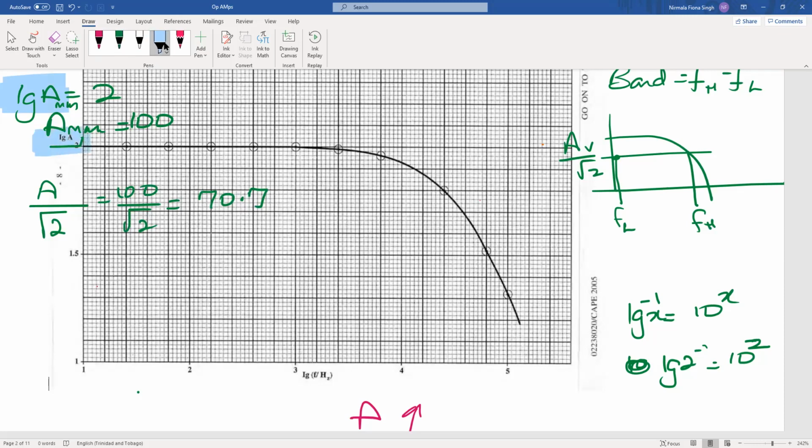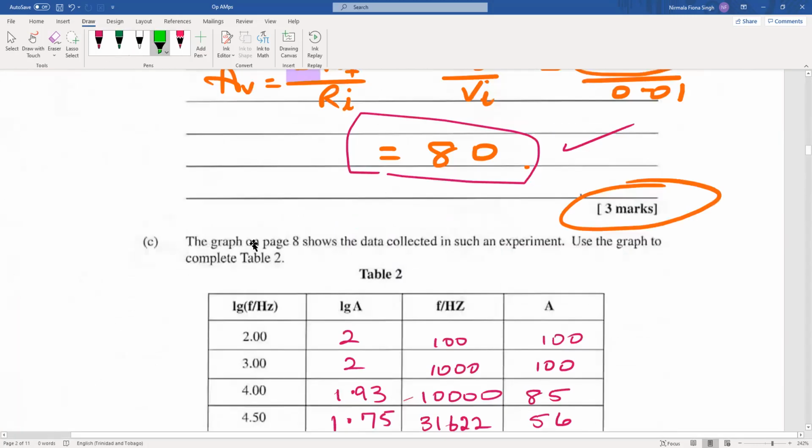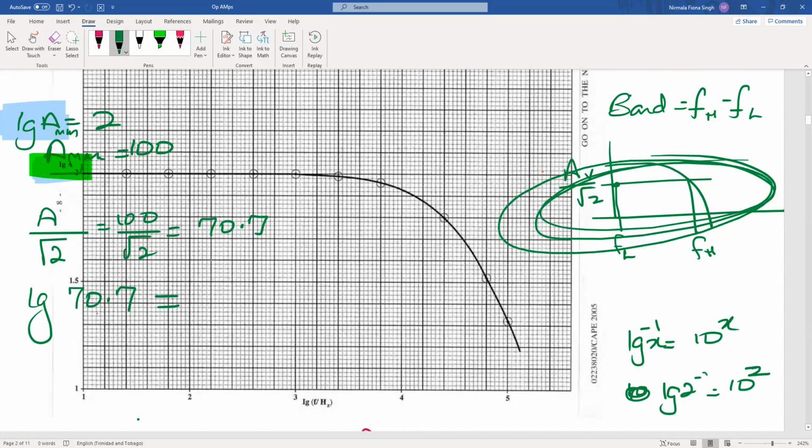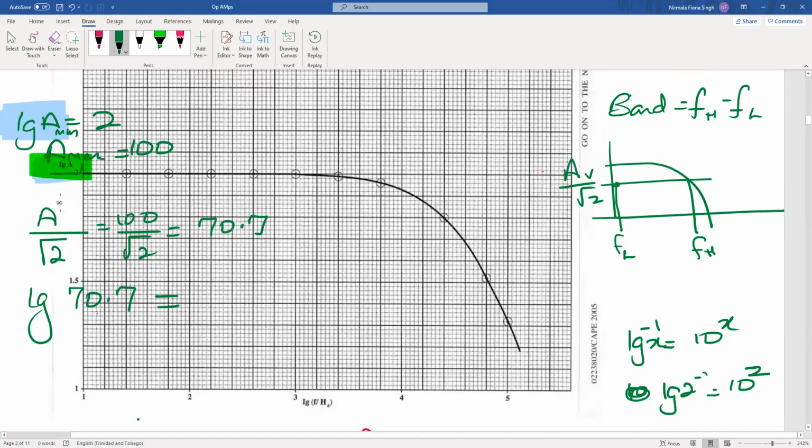What does my graph have? My graph here labels log of A. So what do I do from here now? I have to go and find log of 70.7 to find this section here on my graph. So I find log of 70.7, I get 1.85. So I read off 1.85, which is what I am going to be reading off from my graph.